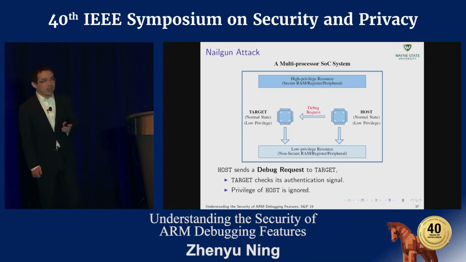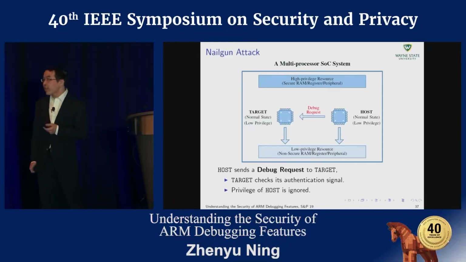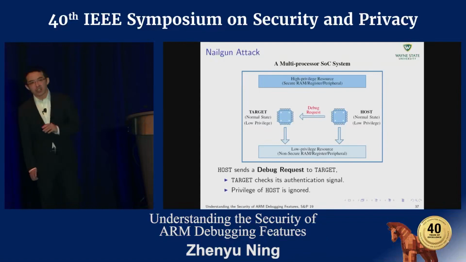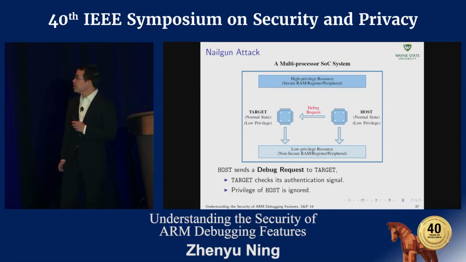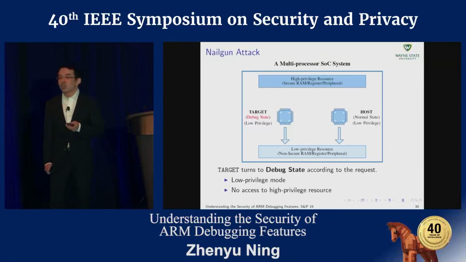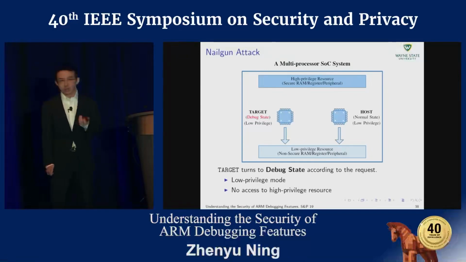What does that mean? That means even if the host is running in the low privilege mode, and the target is running in the high privilege mode, the host can still send the debug request to the target. But here, for generality, we still assume that the target is running in the low privilege mode. So after the target receives the request, it will turn to the debug state. But again, it is running in the low privilege mode, so it can only access the low privilege resource.